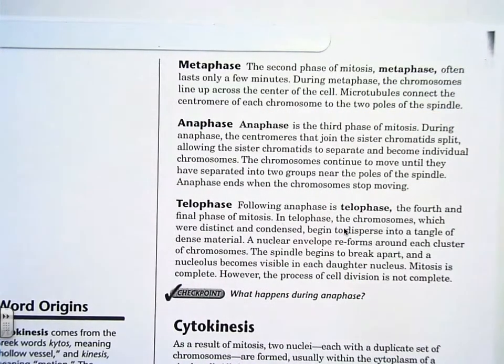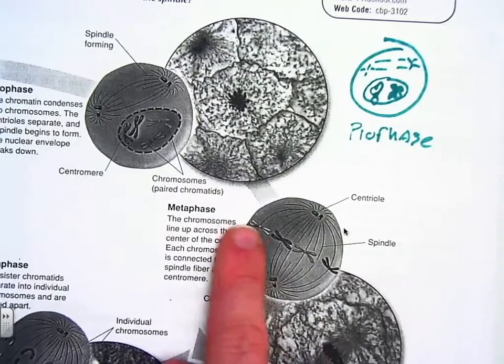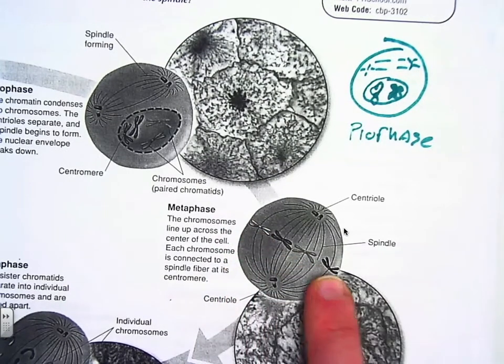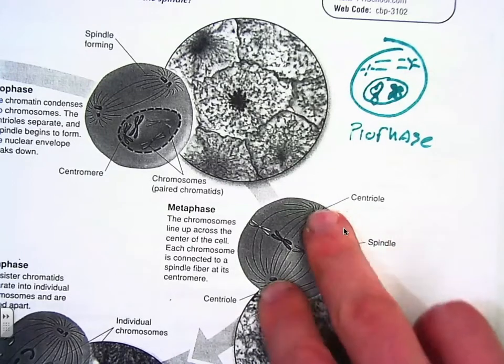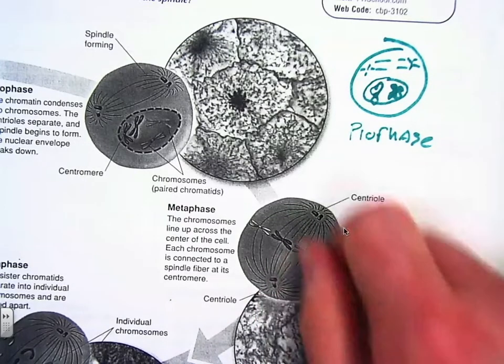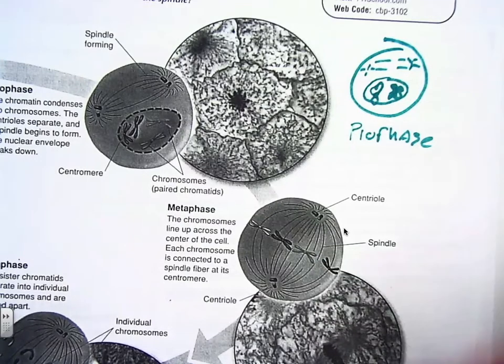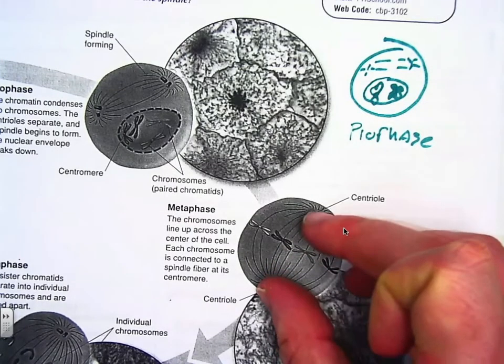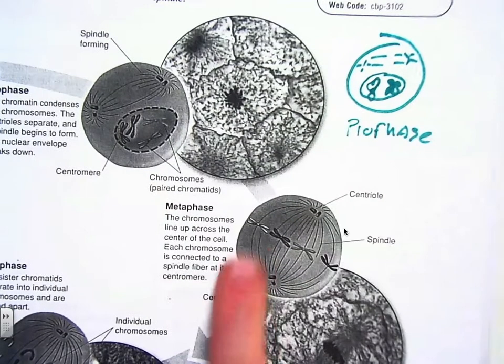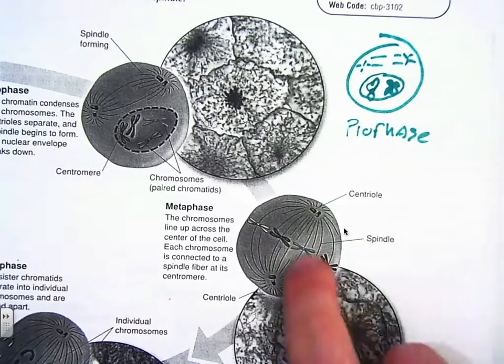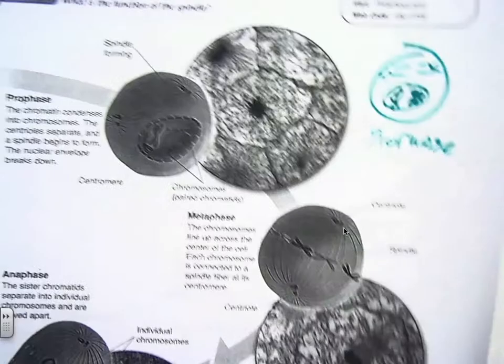Okay, basically what's happening is in metaphase, the chromosomes are lining up in the middle of the cell, and the centrioles and the spindle fibers connect to the centromeres in the middle of each chromosome. And can you see what's going to happen? They're going to pull apart. And in metaphase, it's the lining up and the connecting of the spindles with the chromosomes that happens.